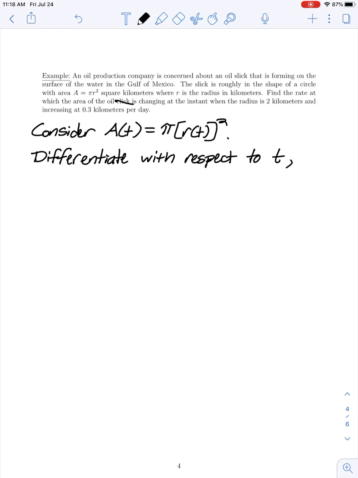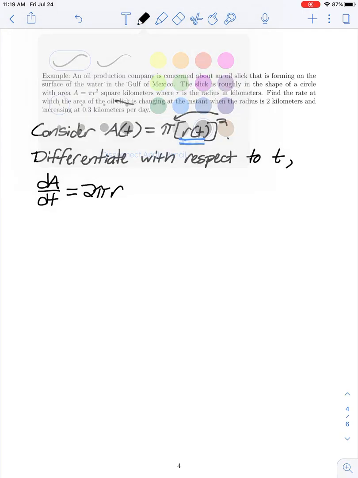And so let's see what we have. On the left-hand side of our equation, we're taking the derivative of area with respect to time, that is dA/dt. And this is equal to, differentiating on the right-hand side using the chain rule, well, we take our power 2 and bring it out in front, so that gives us 2 pi times r of t to the first power, or I'm just going to write this as r to the first power. But then using the chain rule, we have to multiply by the derivative of this inner function r with respect to t. So that is dr/dt.